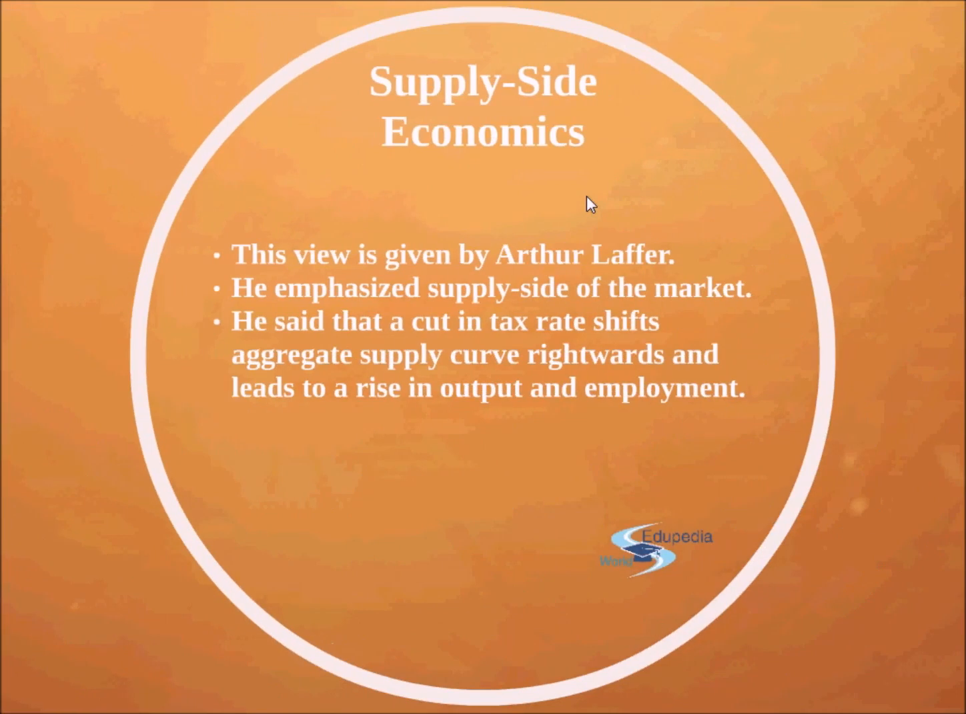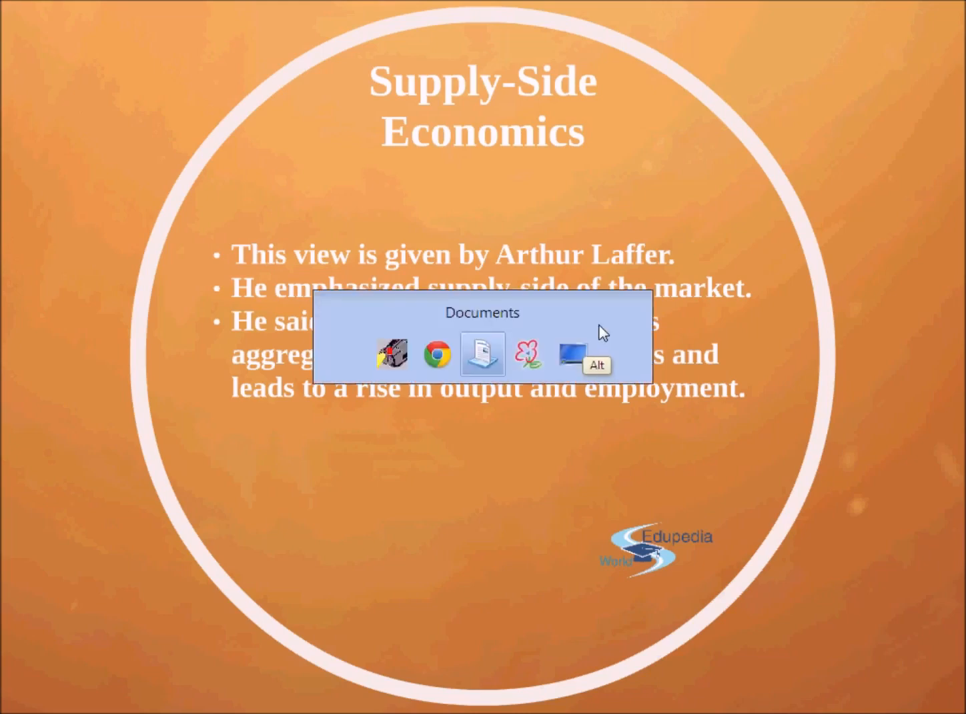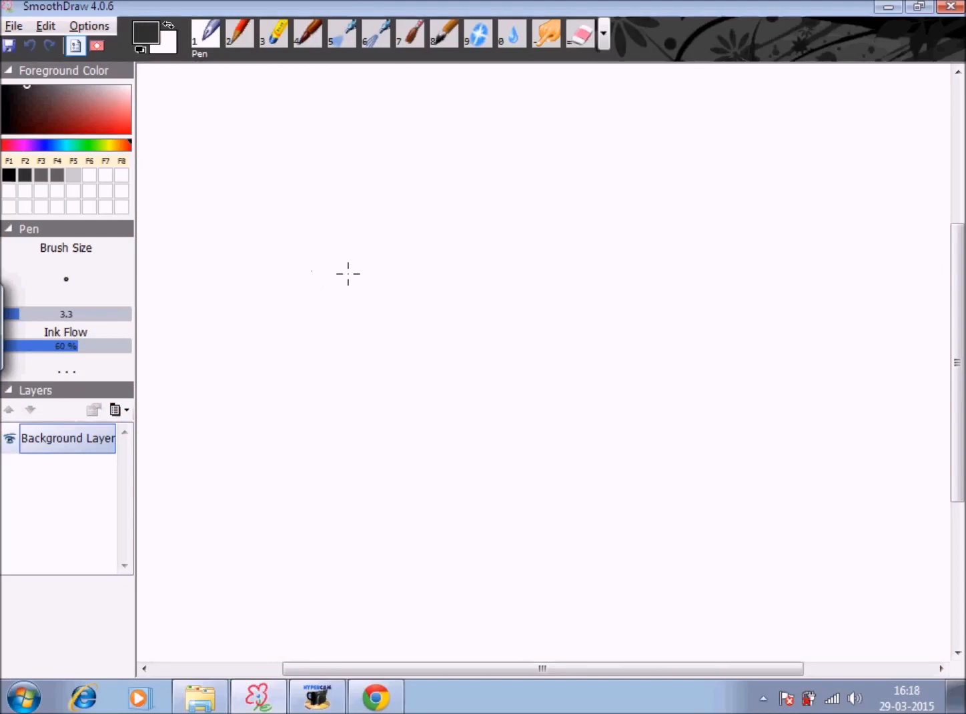The next approach is supply side economics. As you can see from the name itself, this approach lays more emphasis on the supply side, which is contrary to the approaches given by Keynes and the classical economists, who lay more emphasis on the demand side or the aggregate demand side. So this view was given by Arthur Laffer, and he emphasized the supply side of the market. He said that if the tax rates are decreased, then it will give a boost to the businessmen to increase the supply of the product.